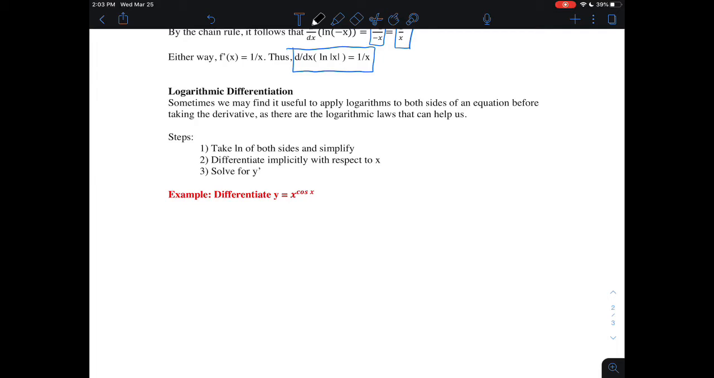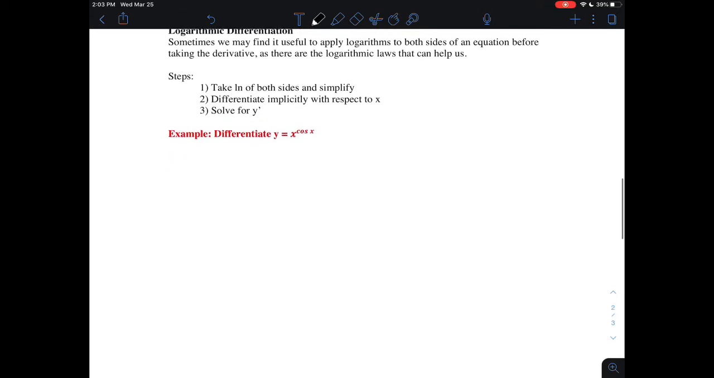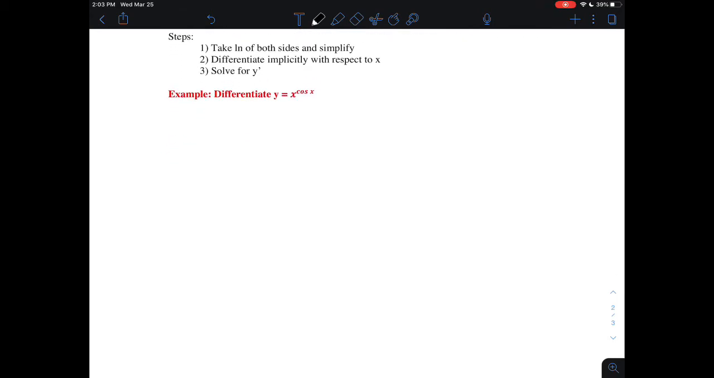So first of all, we're going to use the natural log. So take ln of both sides and then simplify. So we're going to use all of those properties of logarithms to simplify. Then we will differentiate implicitly with respect to x, and then we will solve for the derivative of y, so y prime. So here's our first example.